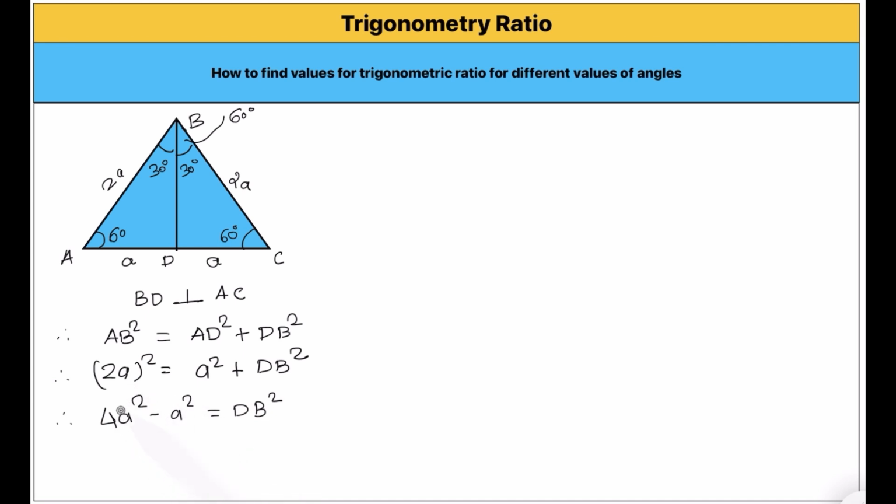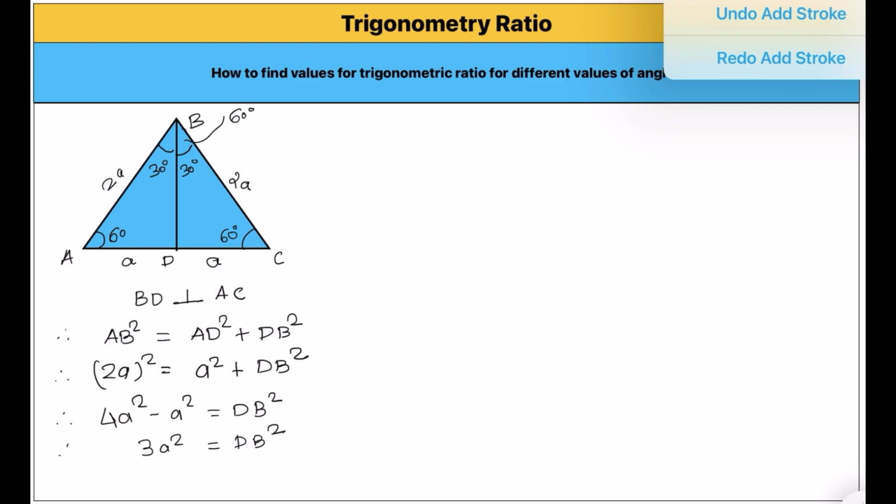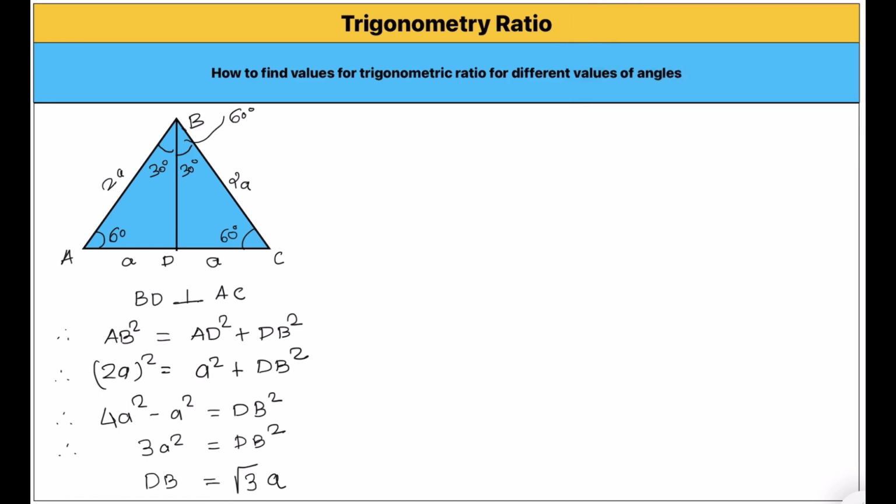So we get 2A square. 2 square is 4. So we get 4A square, and A square went to left hand side with a minus sign. So 4A square minus A square is equal to DB square. Simplifying it, 3A square is equal to DB square. Taking square root on both sides, DB is equal to root 3A.